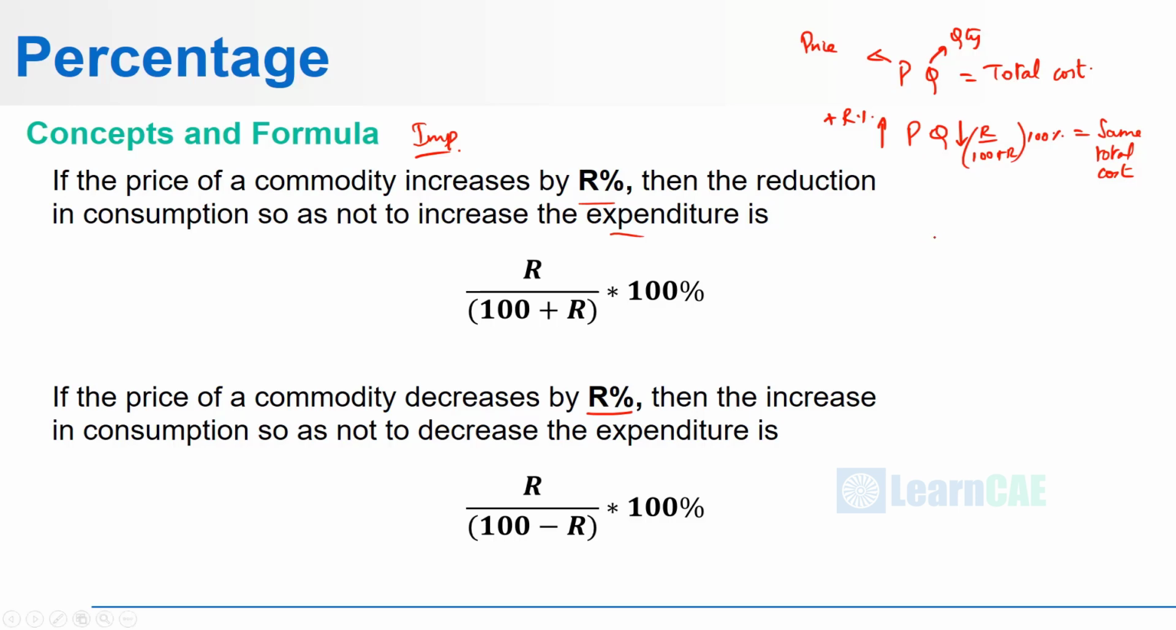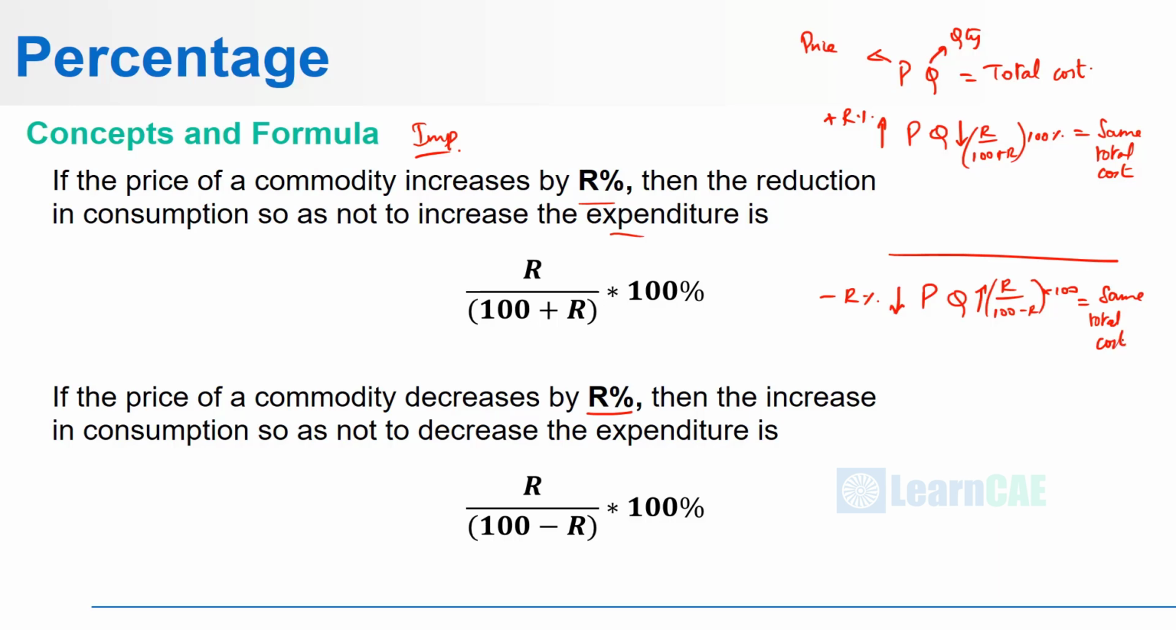This is the concept. Next, similarly for the decrease, that is, if the price of a particular commodity decreases by R percentage, then the quantity can be increased by R by (100 minus R) into 100, so that the total cost will remain the same.